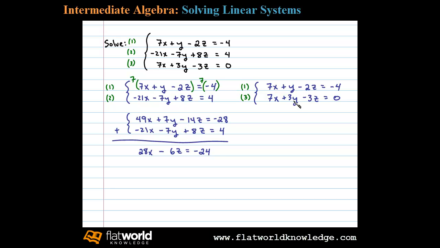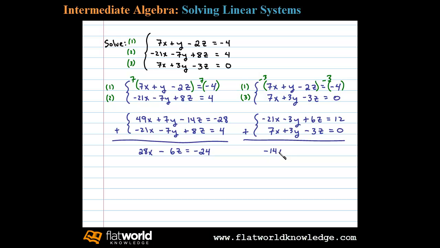And here we can line y up to eliminate if we multiply both sides of the first equation by negative 3. Now, adding the equations of this equivalent system, we're left with negative 14x plus 3z equals 12. This leaves us with a system of 2 linear equations with 2 unknowns, x and z.